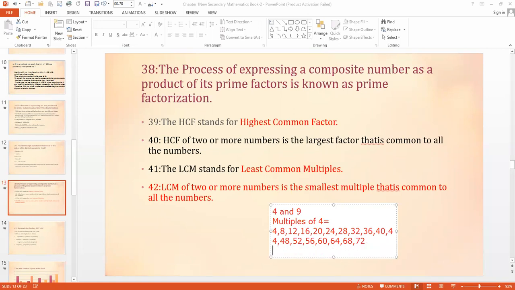Now we come to multiples of 9. Okay, these are 9, 18, 27, 36. Yes. 9 fours are 36, 9 fives are 45, 54, 63. Yes. 72. Now tell me the common multiples.